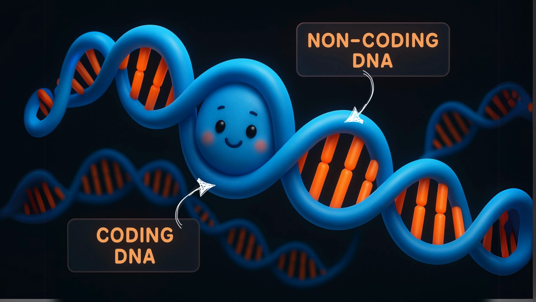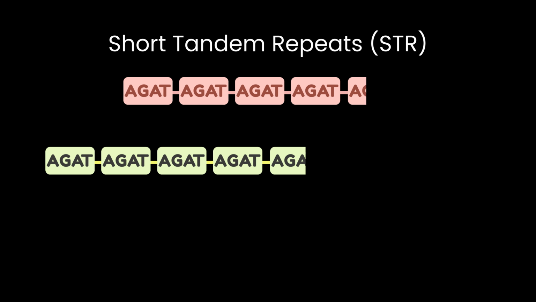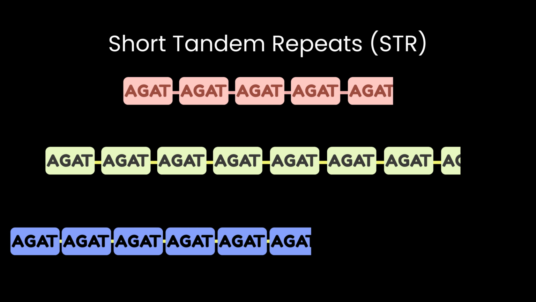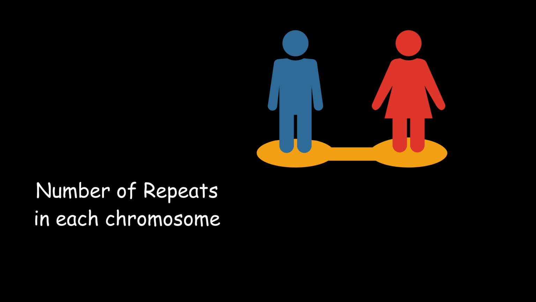Scattered throughout your DNA are regions that don't code for anything, like little biological doodles. Some of these regions contain short sequences that repeat over and over again. These are called short tandem repeats, or STRs. For example, a simple sequence like AGAT might repeat 5, 10, or even 14 times. Here's the secret: the number of repeats is different for each person.